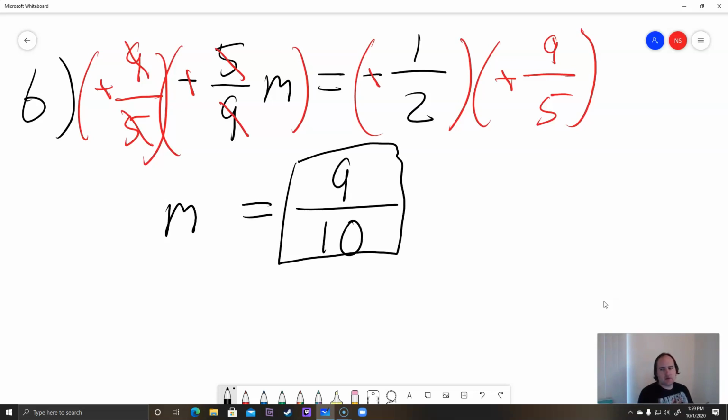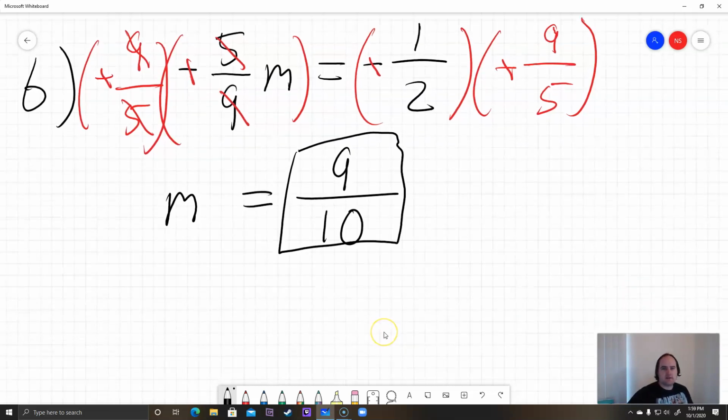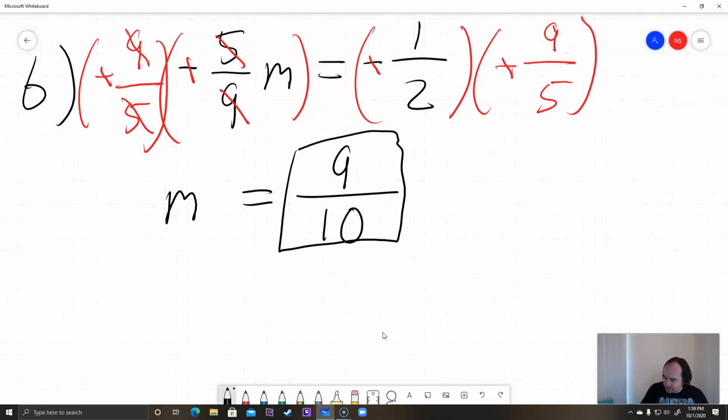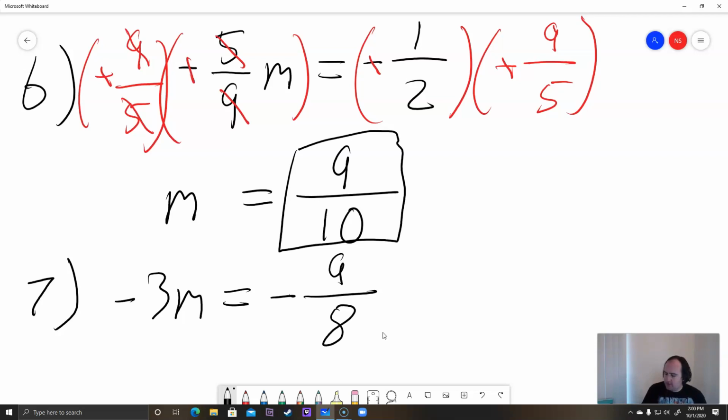A lot of these early problems aren't that hard if you know what to do. They're only really challenging if you're not sure what to do. Okay, so let's take a look at problem number 7. Problem number 7 is negative 3m equals negative 9/8.